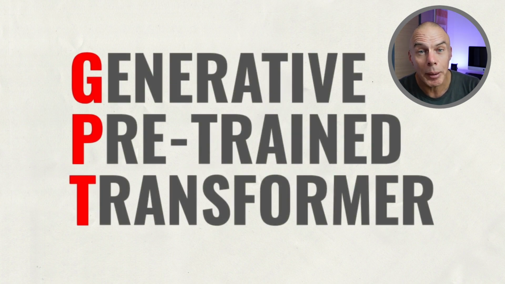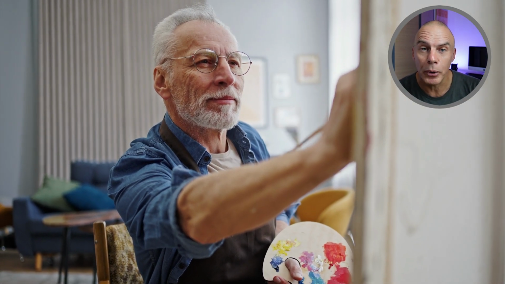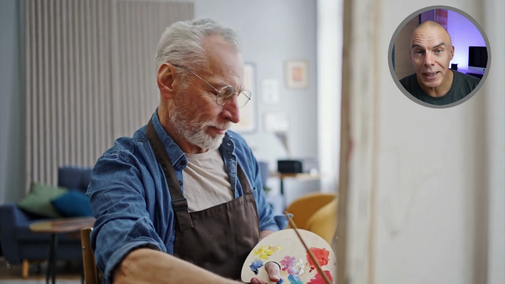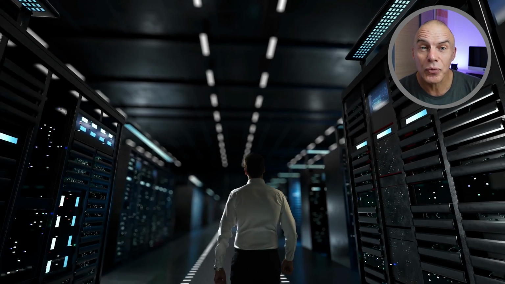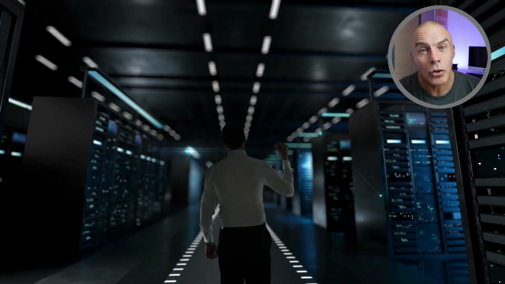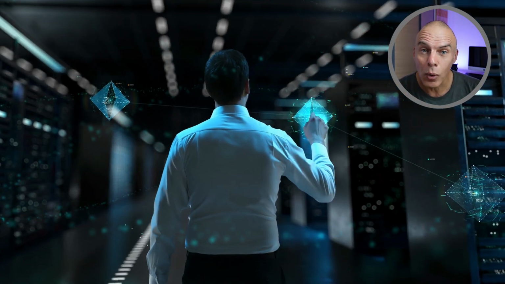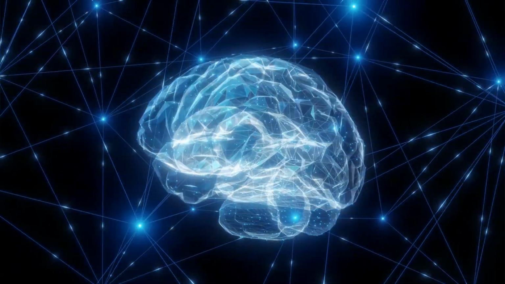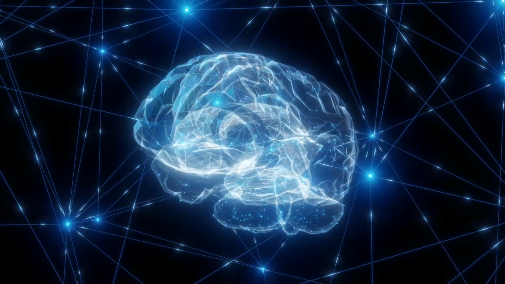Let's break that down a little bit more. It's generative because it's capable of creating new outputs based upon the input data that we give it. It's a pre-trained transformer because it uses transformer architecture, which is a kind of neural net based on deep learning, and it is pre-trained on vast quantities of data, which are then tweaked by human engineers. You can think of a neural network in much the same way as a human brain operates.